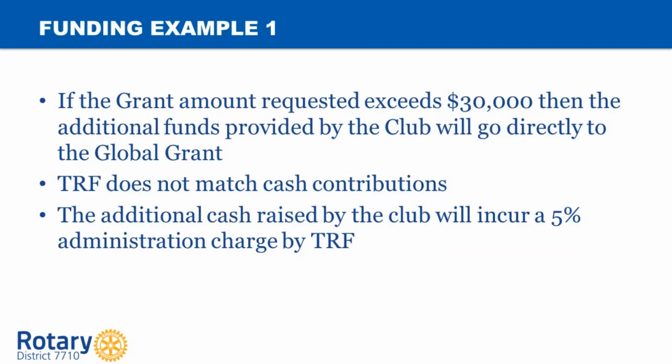If the grant amount requested exceeds $30,000, additional funds provided by the club will go directly to the global grant. If that happens, I'm going to show you an example of that in a moment. It will not be matched by TRF, and there will be an additional 5% administrative charge incurred to cover administrative costs by the Rotary Foundation. Let's take a look at an example of that scenario.